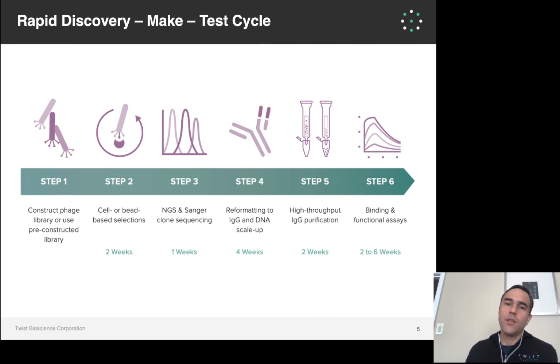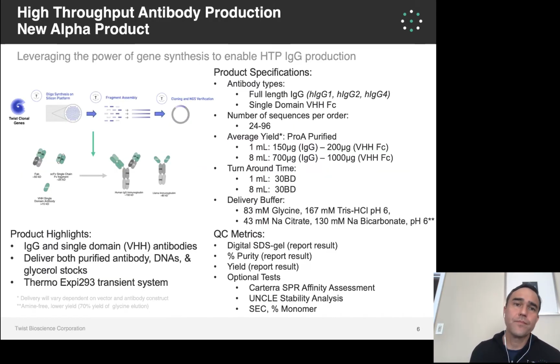And so again, we take these libraries through traditional phage display workflow. Again, we pan our libraries against either the cell-based or bead-based target. We do multiple rounds of panning, pick our clones, do ELISAs, sequence all of our clones, and then because we sit inside Twist, we can easily reformat all of our DNAs directly to full IgG or VHH-FCs, scale them up, and do high-throughput antibody production followed by binding and characterization assays.